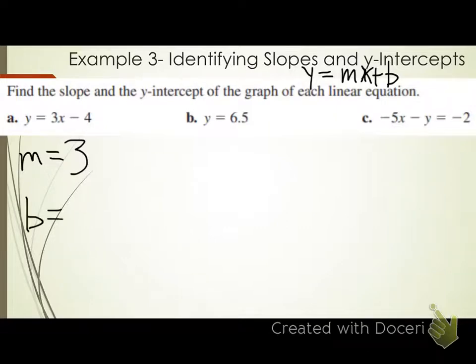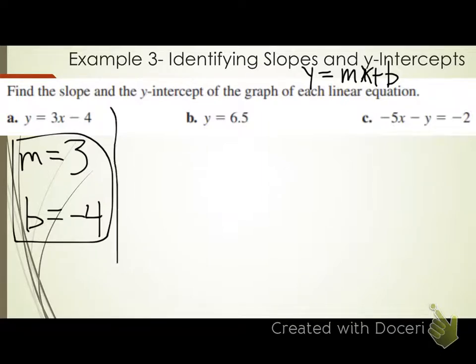I'm going to use b, because it's y equals mx plus b, to represent my y-intercept. Raise your hand if you can give me my y-intercept here. -4. It's my constant, my number without the variable. And I am now done with the problem. That's all I got to do on letter A. We okay with that? Yes.